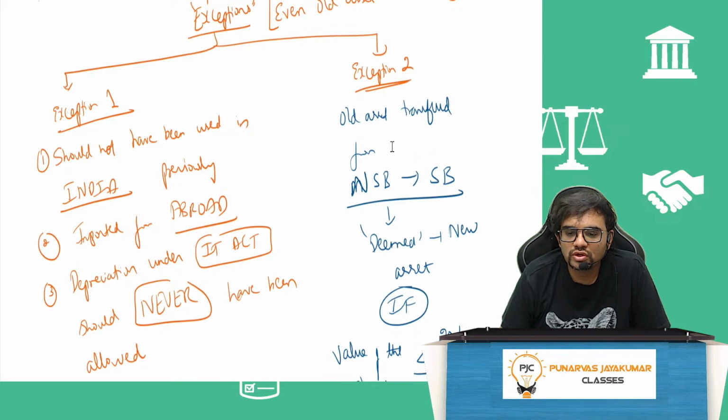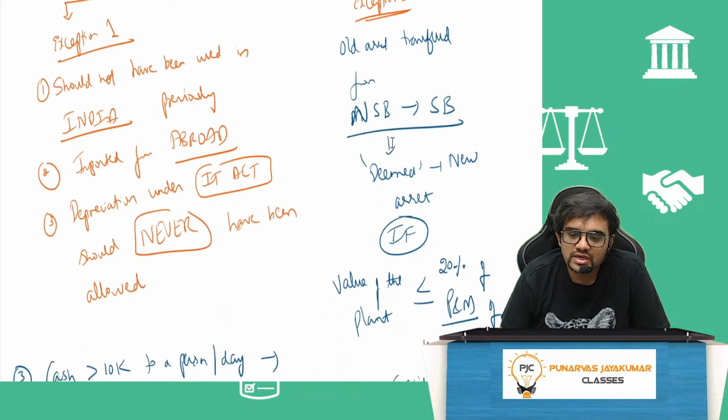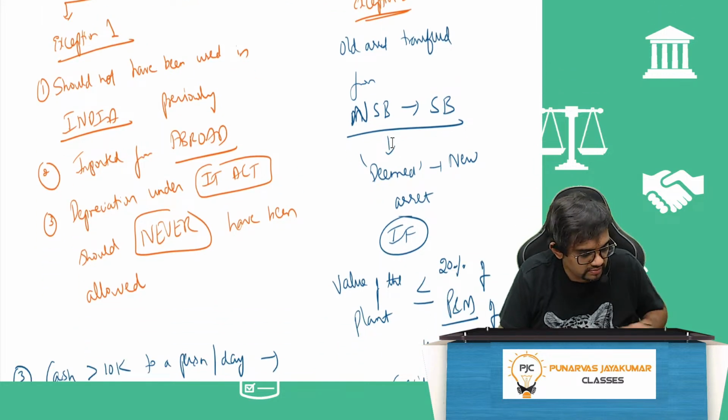It should not have been used in India previously. They never say it should never have been used. They say it should not be used in India. Means if it is used abroad, no problem. Deemed to be new. This is the difference between 35 AD and additional depreciation. Second one, it should be imported from abroad as discussed. Third one, depreciation under Income Tax Act should never have been allowed before.